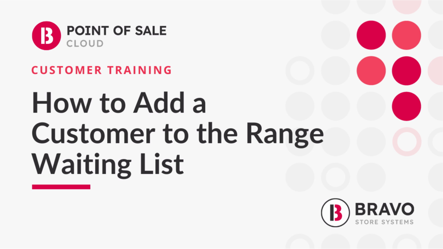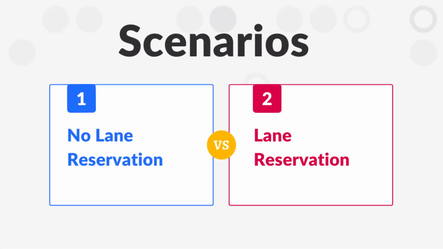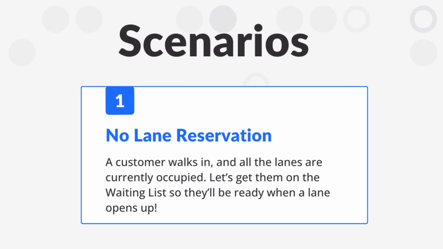It's simple, efficient, and keeps everything organized so you always know who's up next. Today, we're going to show you how to add someone to the waiting list in two scenarios, one without reserving a lane and one where a lane is reserved. First up, our customer comes in, but all lanes are currently in use. No problem. We'll add them to the waiting list.